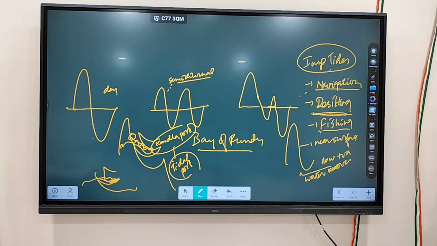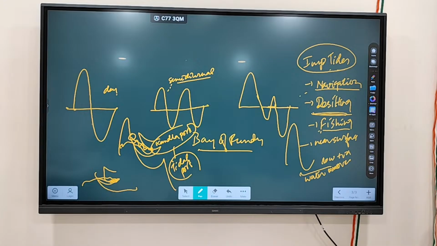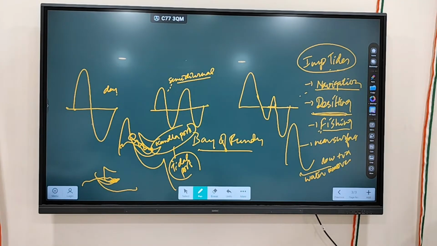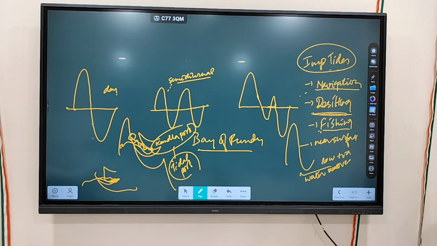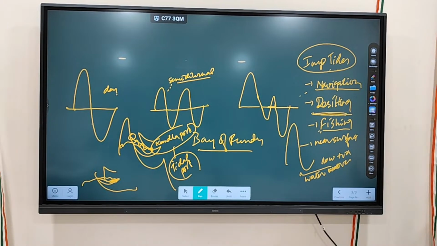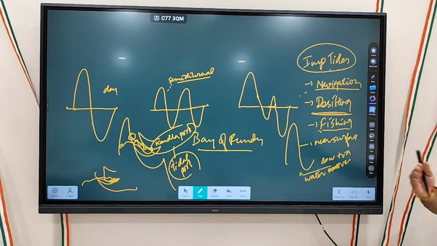Tides also help in fishing. Clear? How does it help in fishing? When more tides come, more water is coming near the coast, which means more fish will also come near the coast. That's why fishermen often plan their fishing just after a high tide has occurred. Then they go out in the water and try to catch fish, because at that time they can get more fish, since more water means more fish near the coast.